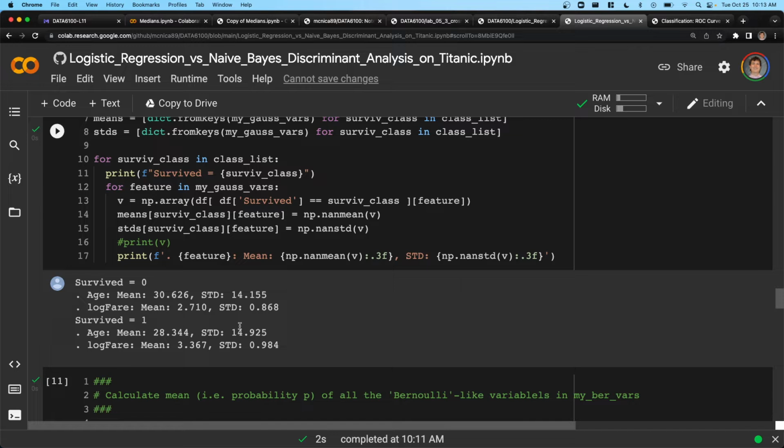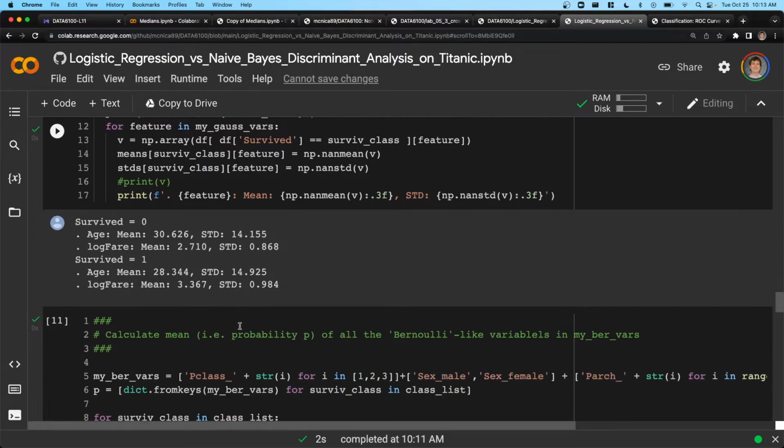All right. Questions about that? So far it's with Gaussians, and I'm going to do the same thing for the Bernoullis in a second. But the setup is okay? Okay. I have a question.